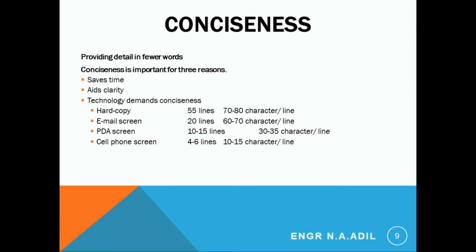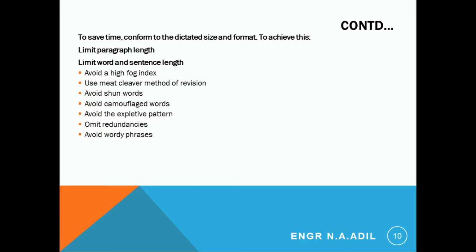Conciseness: providing detail in fewer words. Conciseness is important for three reasons. It saves time, it adds clarity, and technology demands conciseness. For hard copy, it should be 50 lines and 70 to 80 characters per line. In email, 20 lines, 60 to 70 characters per line. On a PDF screen, 10 to 15 lines, 30 to 35 characters per line. And on a cell phone screen, 4 to 6 lines and 10 to 15 characters per line. To save time, conform to the dictated size and format.